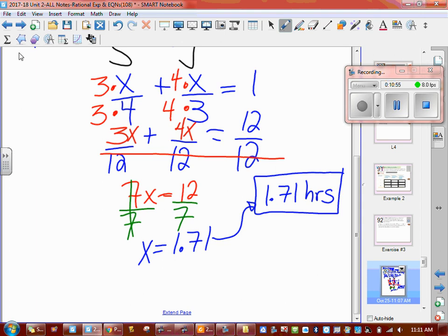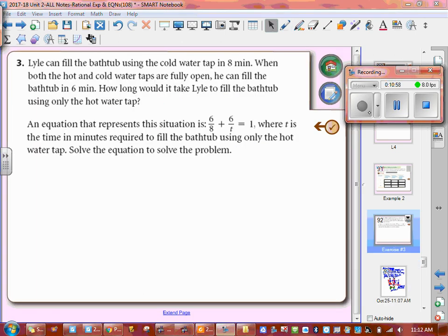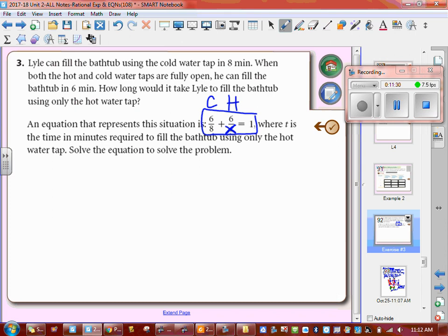So these sets of questions typically don't create a quadratic. This one, we're going to have a variable in the bottom. Instead of using the variable t, we're going to use the variable x. Okay, we're just going to substitute. They've given us the equation. So it says, Lyle can fill his bathtub in 8 minutes with cold water. When both the hot and cold water taps are on, he can fill it in 6 minutes. How long would it take him to fill it with only the hot water? So we've got the cold water tap, the hot water tap, and then together. So they're doing it together in 6 minutes. Cold water can do it in 8. We don't know how long the hot water can do it.